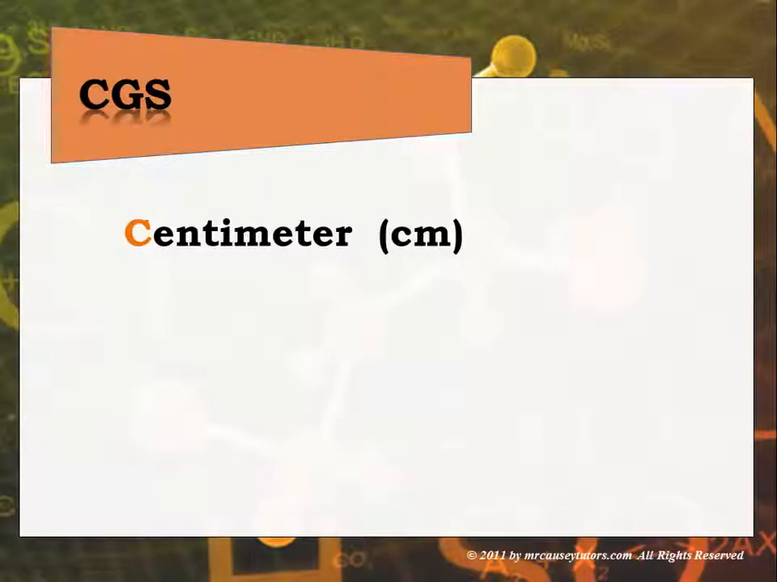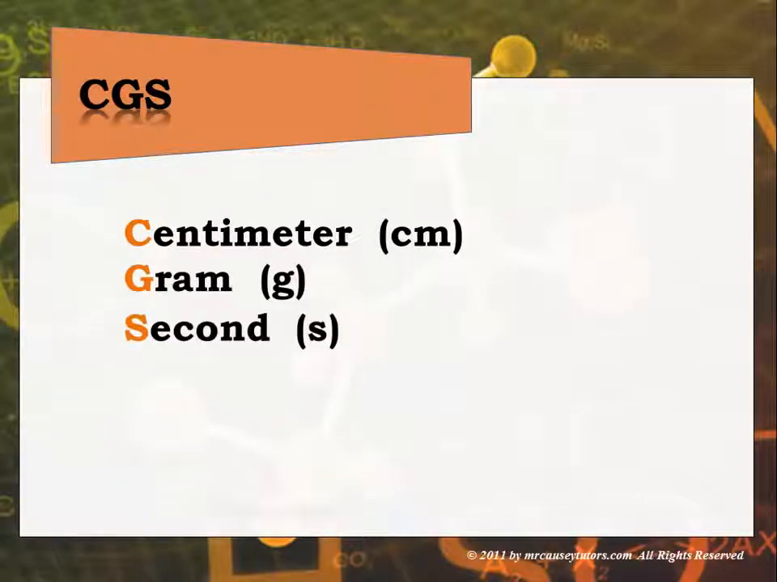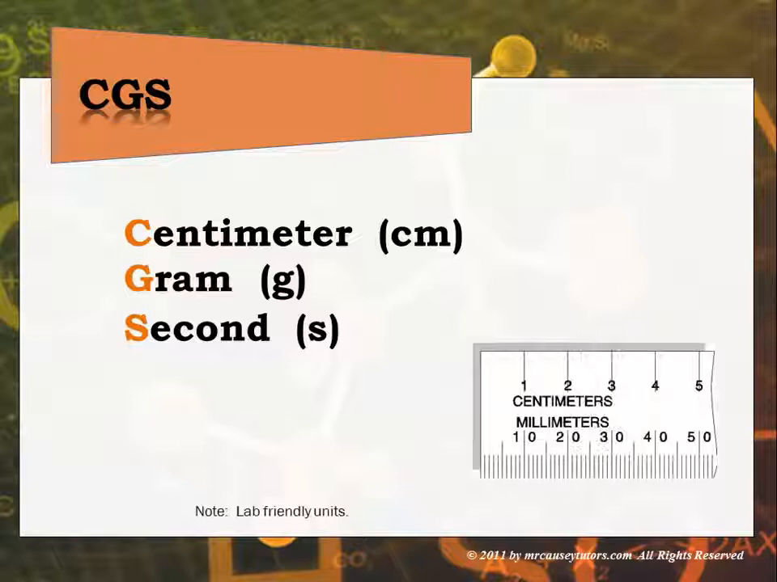So we have the CGS system, and the CGS system is just a little bit smaller and a little bit more useful in the laboratory, but it's still part of the metric system. And we have the centimeter, and we have the gram, and we have seconds. And these are just a bit more lab friendly. And so that'll be what we're using in the lab a lot.